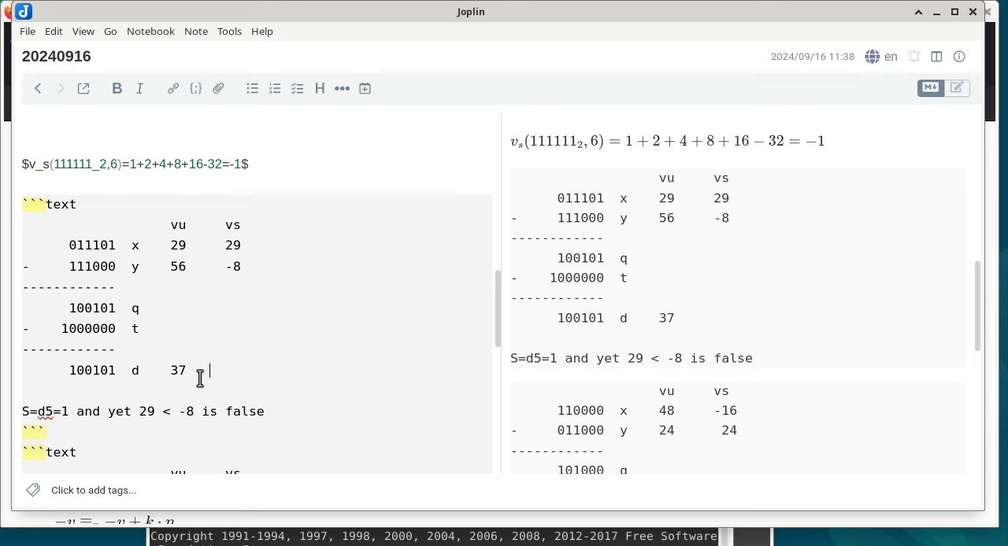Do you remember the last point that I made? Is 37 within the range of a 6-bit signed integer? No, because we can only represent up to and including 31. So that is also the reason why the sign bit is telling us the wrong answer. The whole concept is, if the actual value of the difference is out of range, then the sign of the calculated difference is going to be wrong.